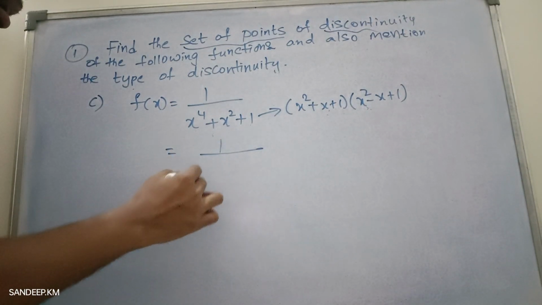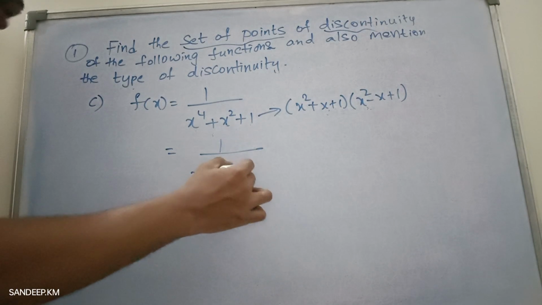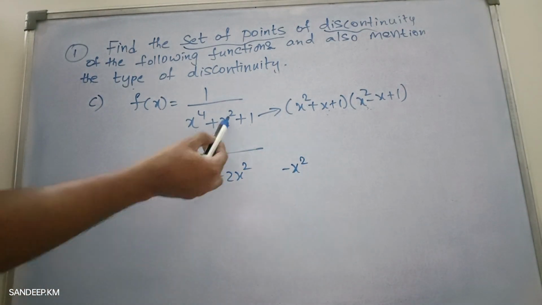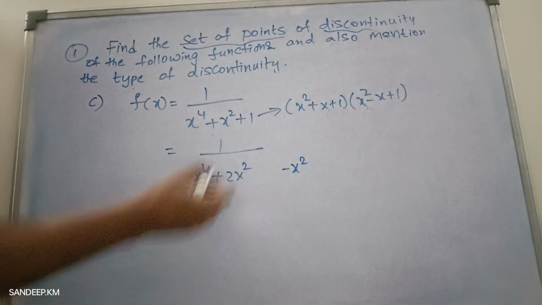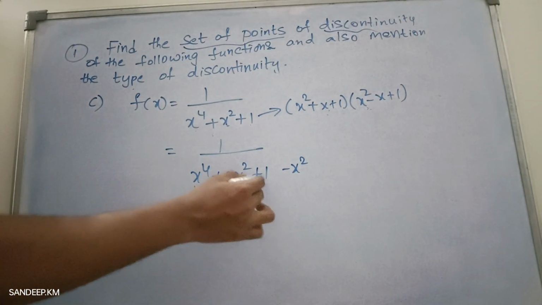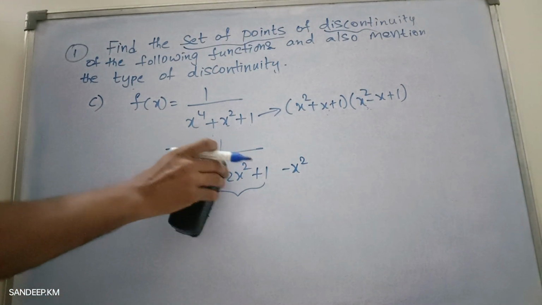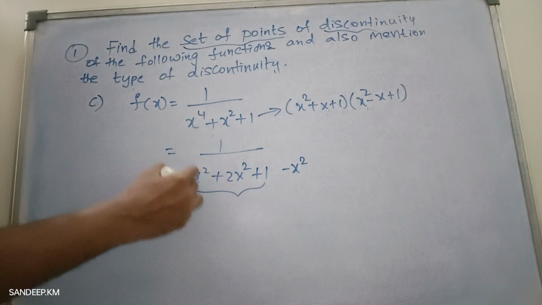1 divided by x power 4. What I am going to do is, I will write x square as 2x square minus x square. So 1x square is 2x square minus x square, and don't forget this one. Why did we do this? Because this is a perfect square. x power 4 means what, dear students? x power 4 means x square whole square.